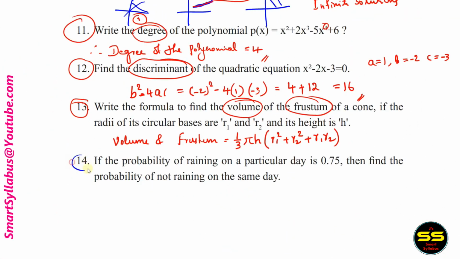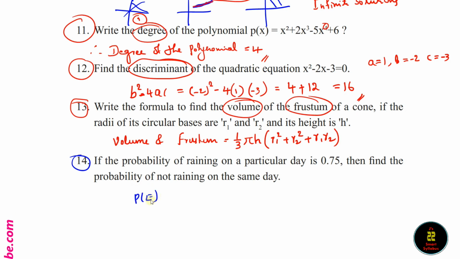Okay, question number 14, probability. If the probability of raining on a particular day is 0.75, then find the probability of not raining on the same day. So as you can see, raining and not raining, or happening and not happening, between these two there is a relation. Hope you all remember, P of E stands for the probability of happening, plus P of negation of E, the non-happening. The sum of these two is always equal to 1. So use this idea to solve this sum now.